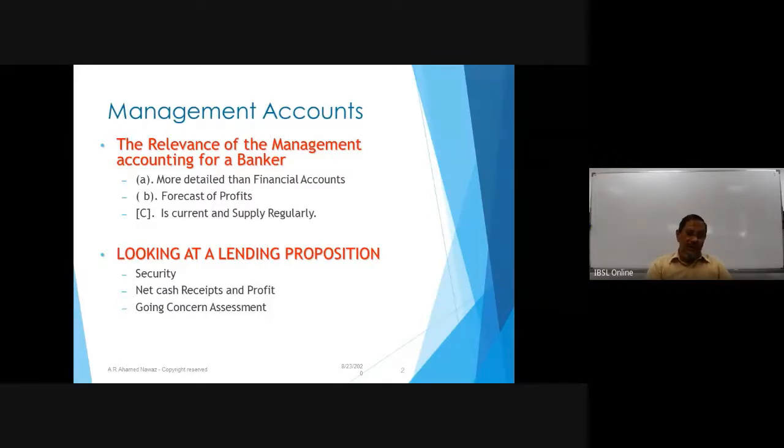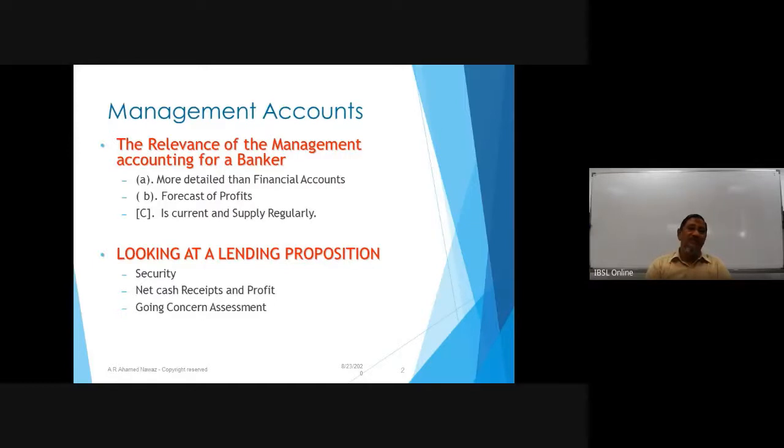So the management accounts we need to look at are current, more detailed accounts. What we get from the customer is the published account. According to the Companies Act, there are 10 items of information that should be disclosed compulsorily. So the financials prepared by the accountants only include those 10 items. Others are just hidden.